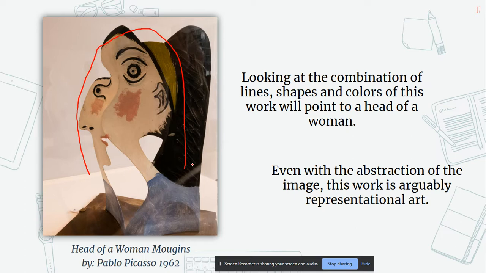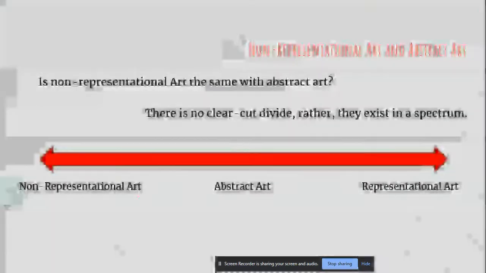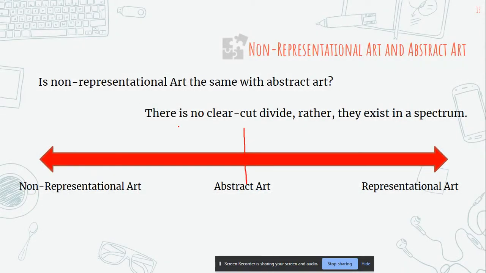But some are questioning it, that it is abstract, because as you see this one, this is a distortion of an image of a head of a woman. So maybe it is slightly distorted or exaggerated, the head of a woman. So that is why some people are questioning it to be representational art or abstract art. But remember that there's no clear-cut divide, rather they exist in a spectrum.